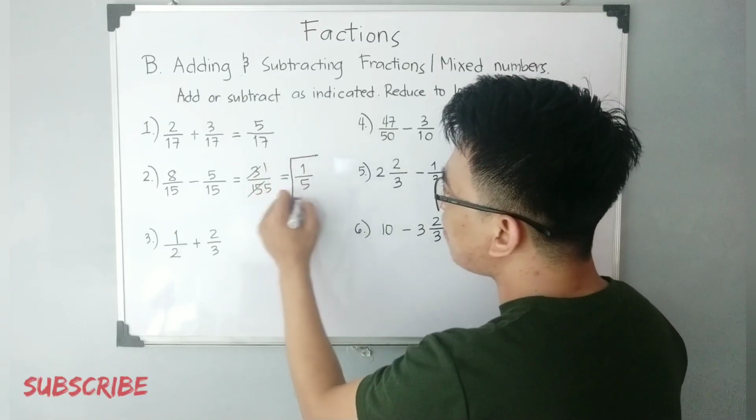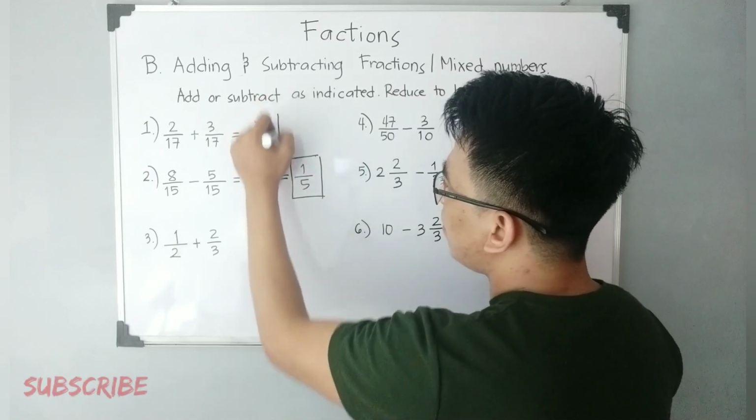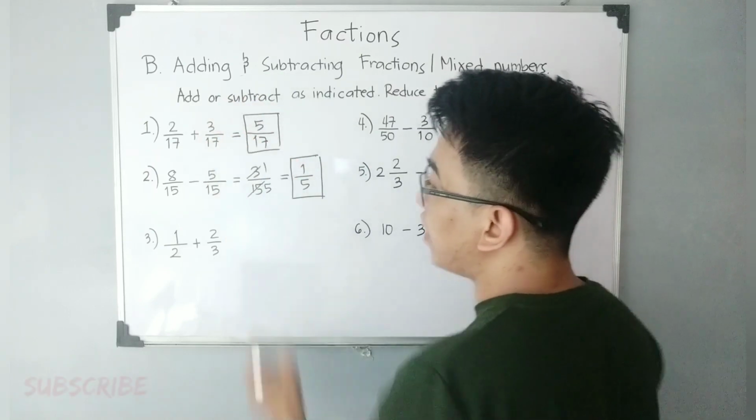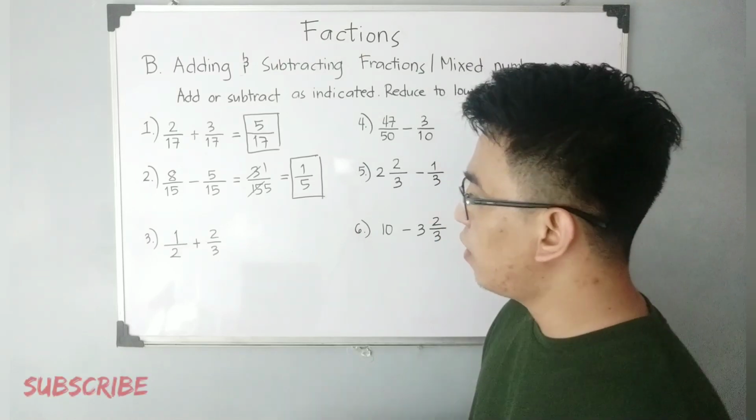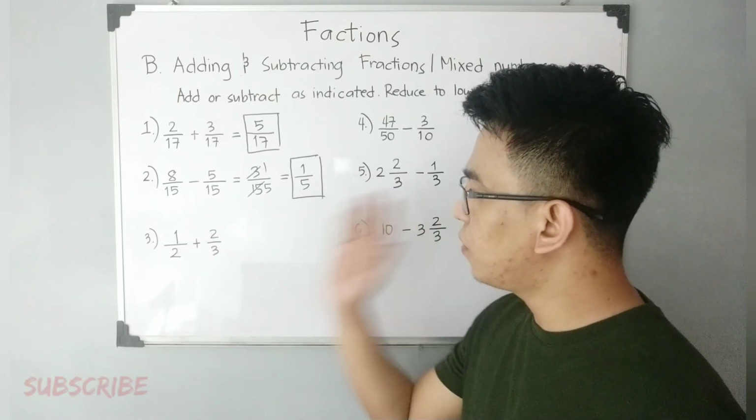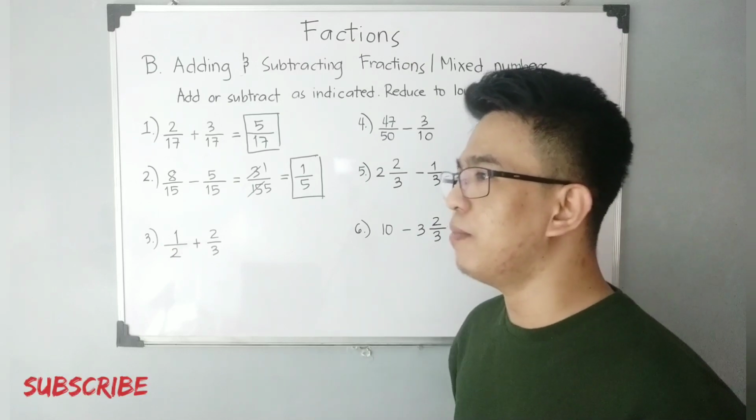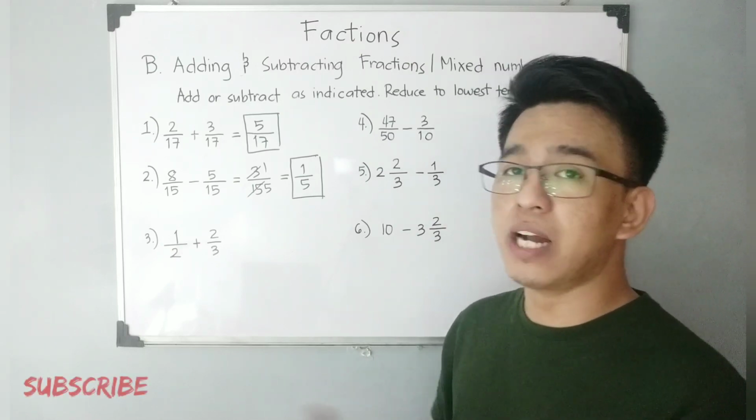So, napakaraming ways kung paano ito gawin. May mga shortcuts dito, pero ito yung conventional way na tinuturo ko sa inyo. So let's move on with item number 3. We have 1/2 plus 2/3. Ito na ngayon yung problem. Sir, magkaiba ng denominators. Anong gagawin natin?